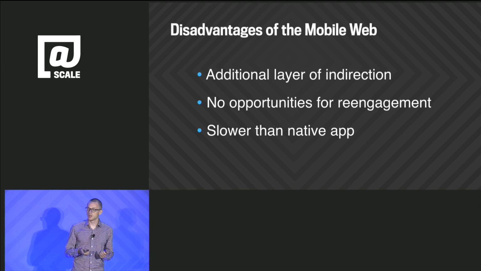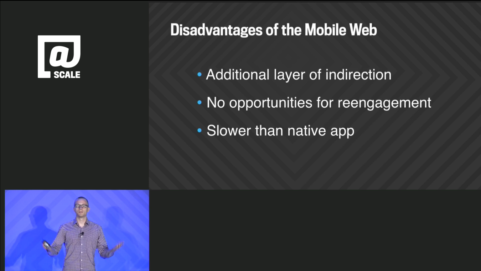A second disadvantage is that there's no opportunities for bringing people back to the service. They have to proactively come to your site in order to find anything useful. Even if Facebook knows there's something that we think would be really useful for users, we can't tell them what it is. And the third thing is that the mobile web, in many cases, can be slower than a native app. And this is because we don't have as much control over the network. We're not able to cache local resources.